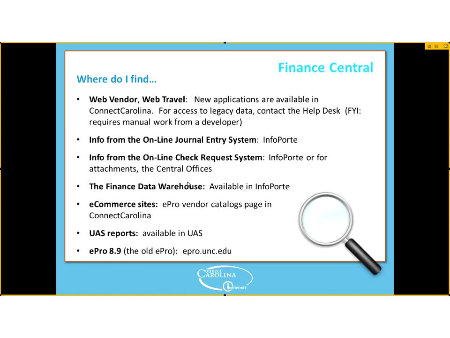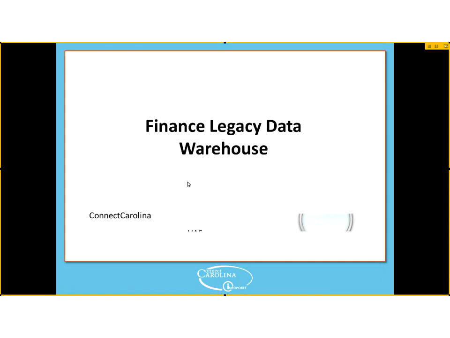And then if you're still going out to the old ePro, the 8.9, the one that got rolled out before we went live with Connect Carolina, the link is gone from Finance Central, but you can still get to it by going to the epro.unc.edu website. So you can type in that link in your browser, and it will take you to the old version of ePro, so you can look up old purchases.